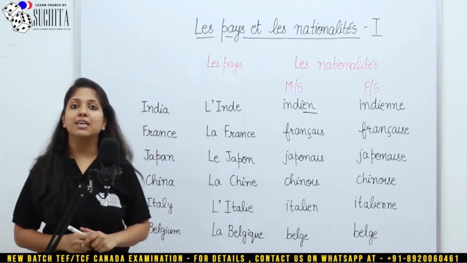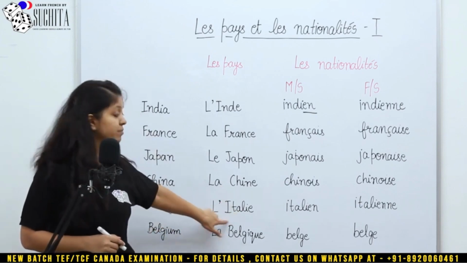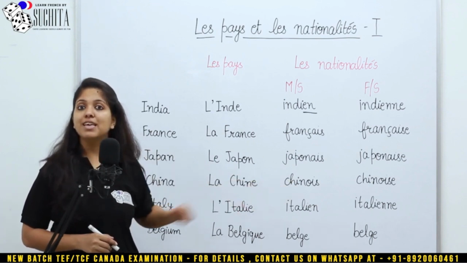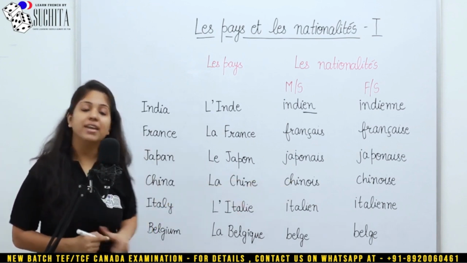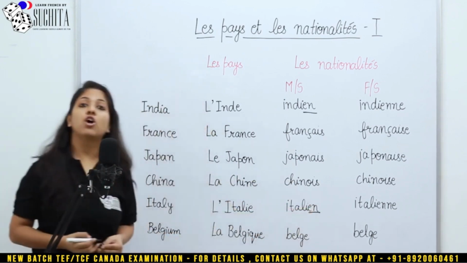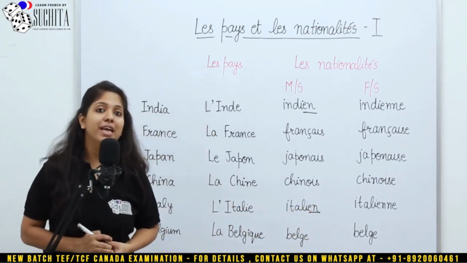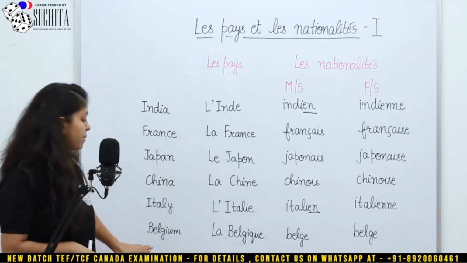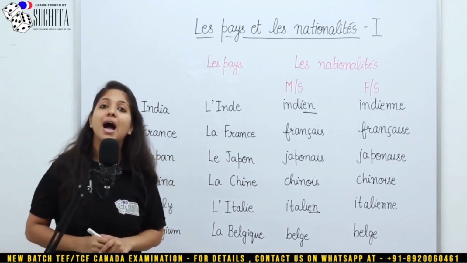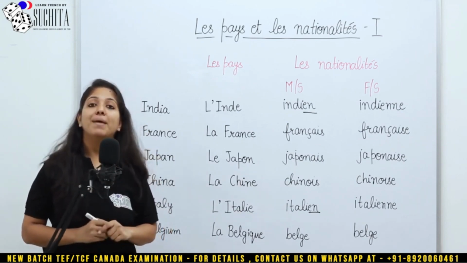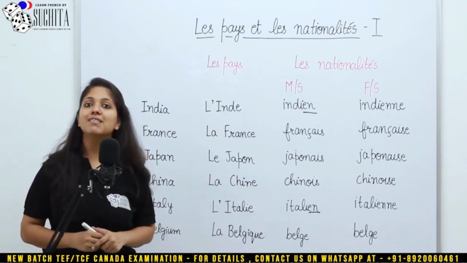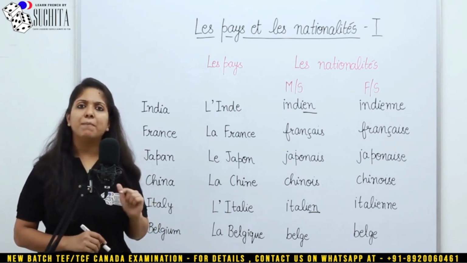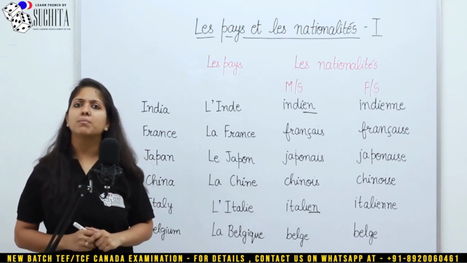Next, Italy. L'Italie, italien, italienne. Now you see italien is ending with EN, so in order to make it feminine, we applied ENN. Italien, italienne. Now next, Belgium. Belgium is la Belgique. And the nationality is belge. Now you see, belge is already ending with E in the masculine form.